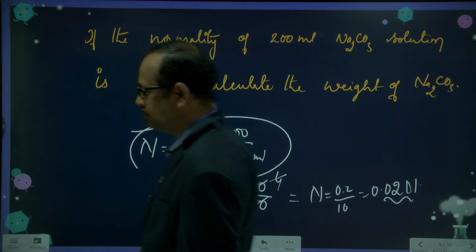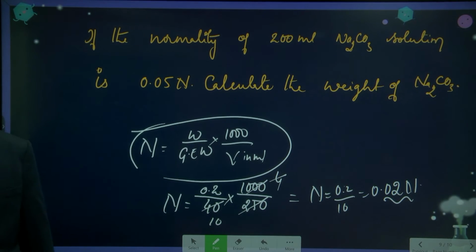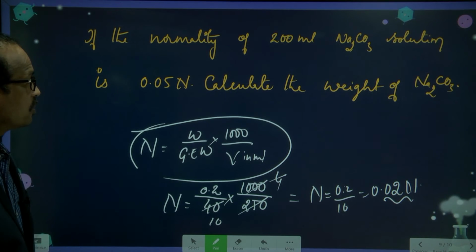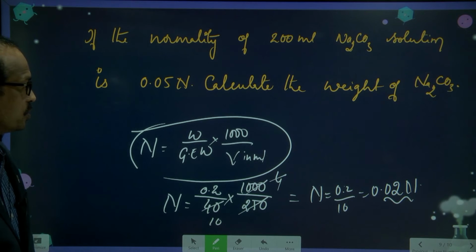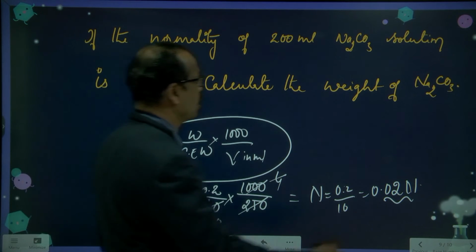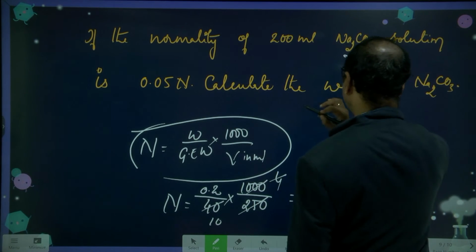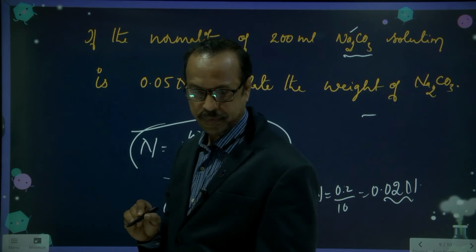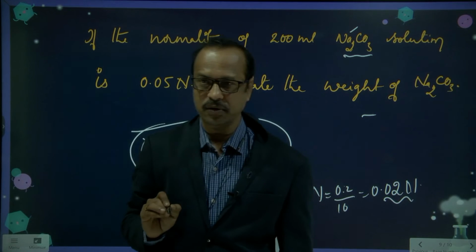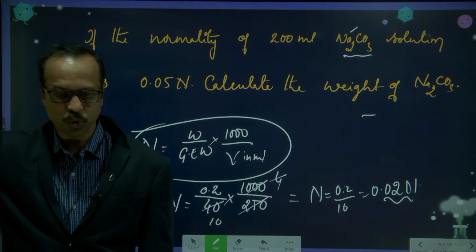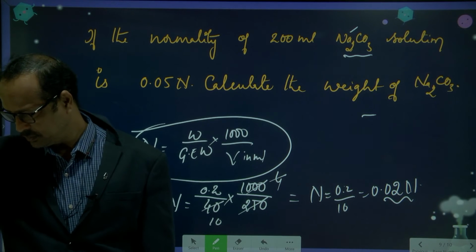Okay. Now you solve this problem. If the normality of 200 ml sodium carbonate solution is 0.05 normal, calculate the weight of sodium carbonate in the solution. So here what do you take? This is a salt. So for a salt, gram equivalent weight is equal to molecular weight by charge. You have to take the 2 and divide by the 2. Is this clear? Yes, sir.